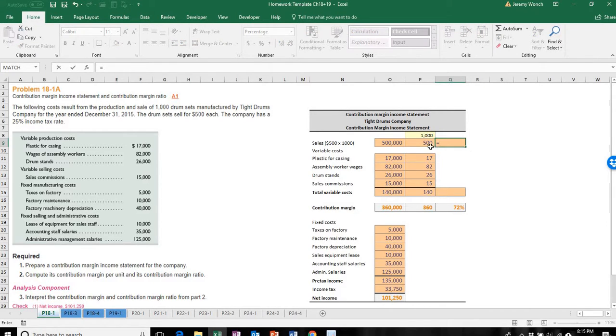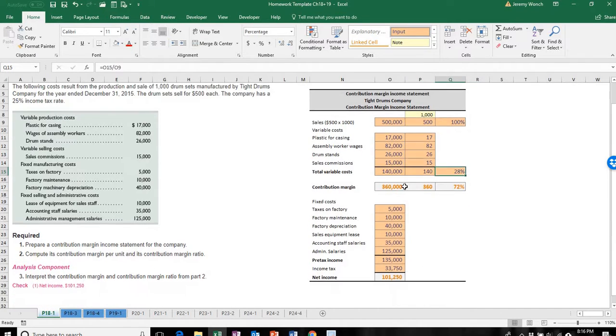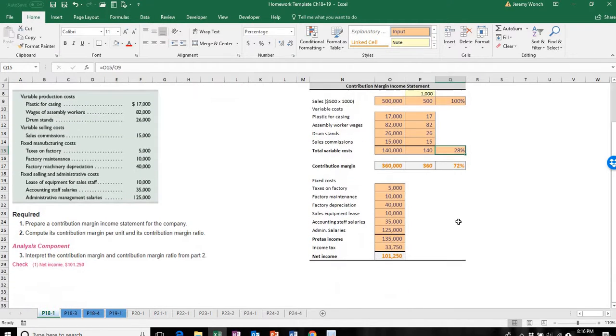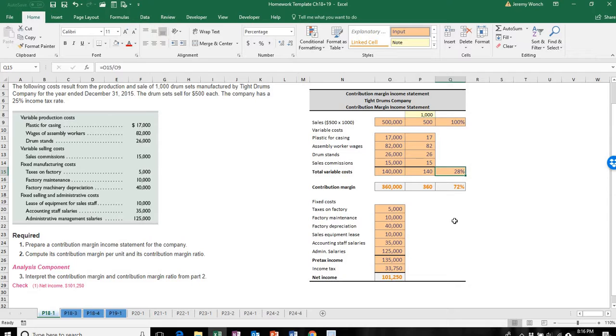It also wants us to calculate on a basis of percentage of sales. So that's just 500,000 divided by 500,000, and then variable cost. What this is saying is that every time we make a sale, 28% goes out the door to cover variable cost, and then we have 72% left over to handle the fixed cost. So pretty straightforward, kind of fun, and I think much easier than some of the other stuff we've been dealing with.